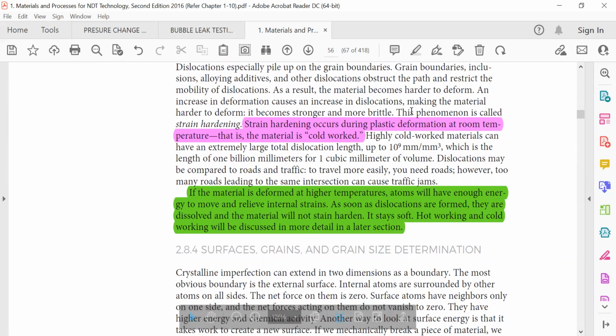If the material is deformed at a higher temperature, atoms will have enough energy to move and relieve internal strains. So as soon as dislocations are formed, they are dissolved and the material will not strain harden. So it will remain soft to form. Otherwise it will crack. It will go for a total dislocation. It will crack.